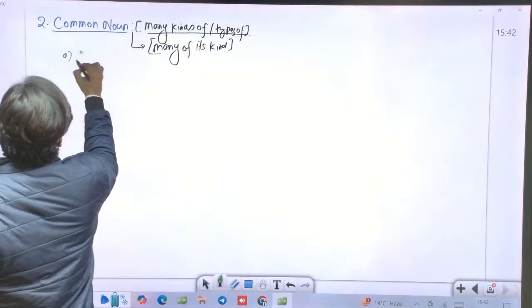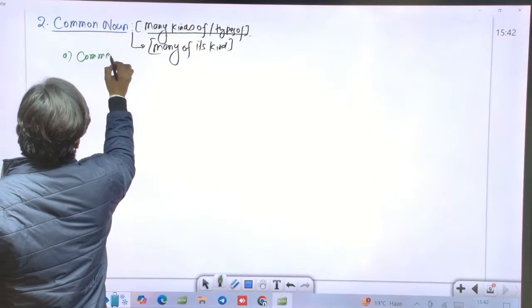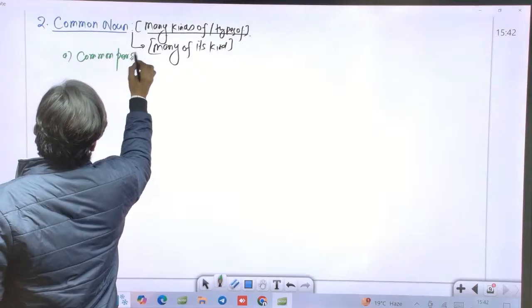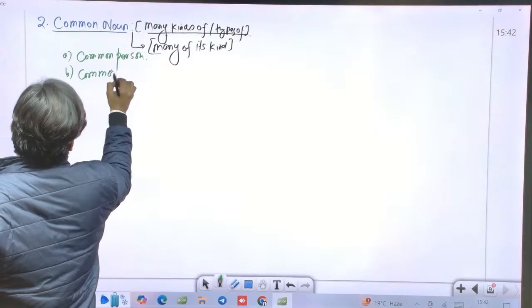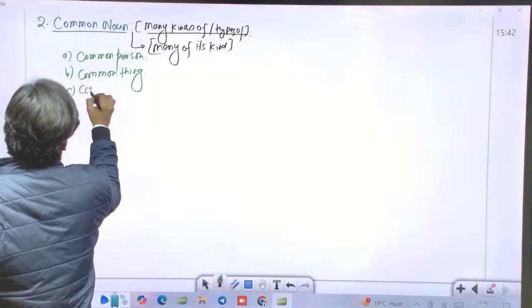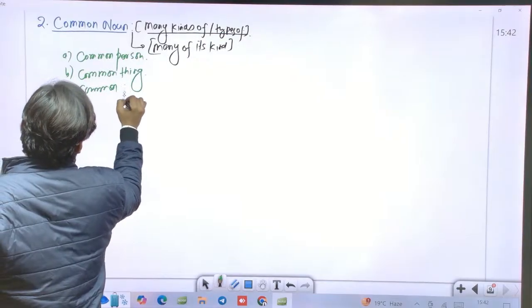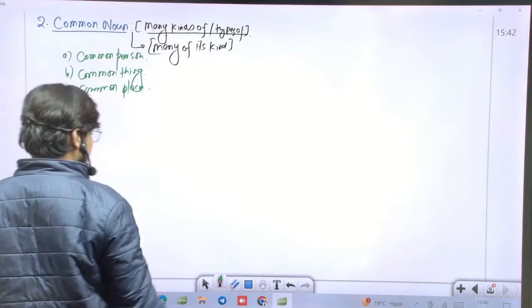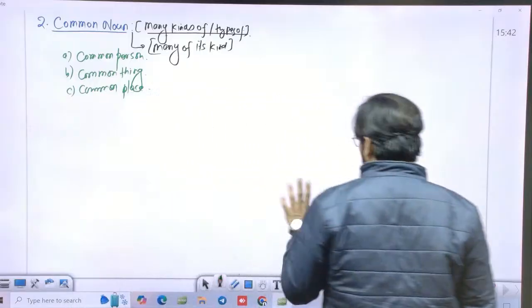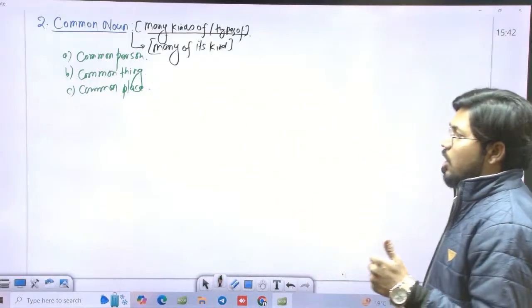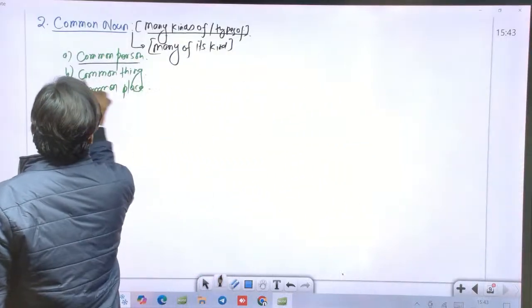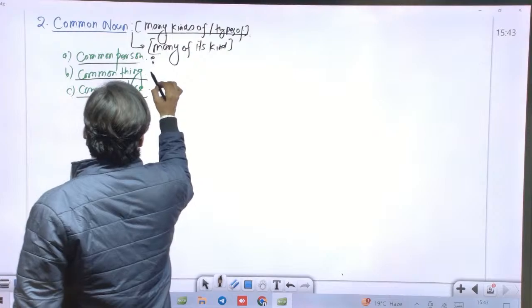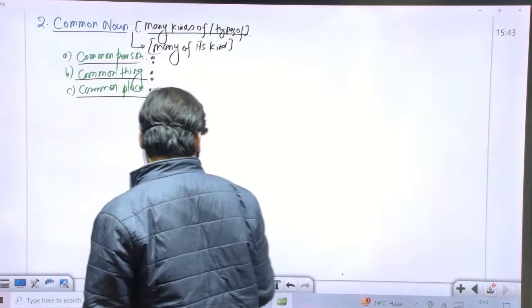Like first is common person, B is common thing, C is common place. There can be only 3 things when we talk about noun: person, thing, or place. So common person, common thing, or common place. Let's talk about all these 3 things.